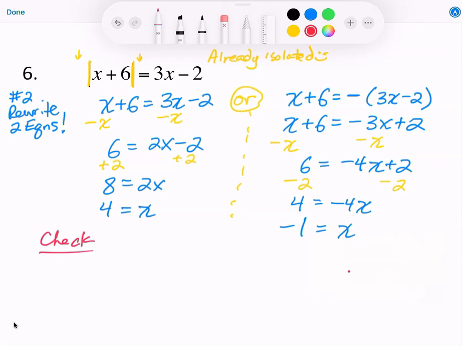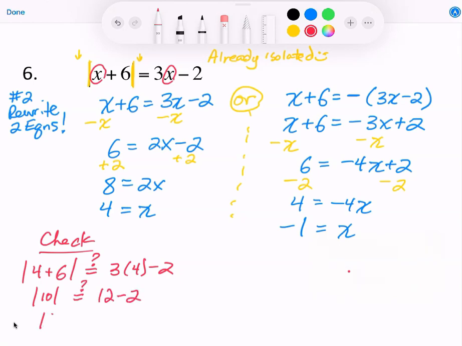So let's do our check. We're going to plug 4 into the original equation, wherever the x is, right there. Does this equal? And we're going to plug 4 into that x as well. So that would be the absolute value of 10. Does that equal 12 minus 2? Well, the absolute value of 10 is 10.